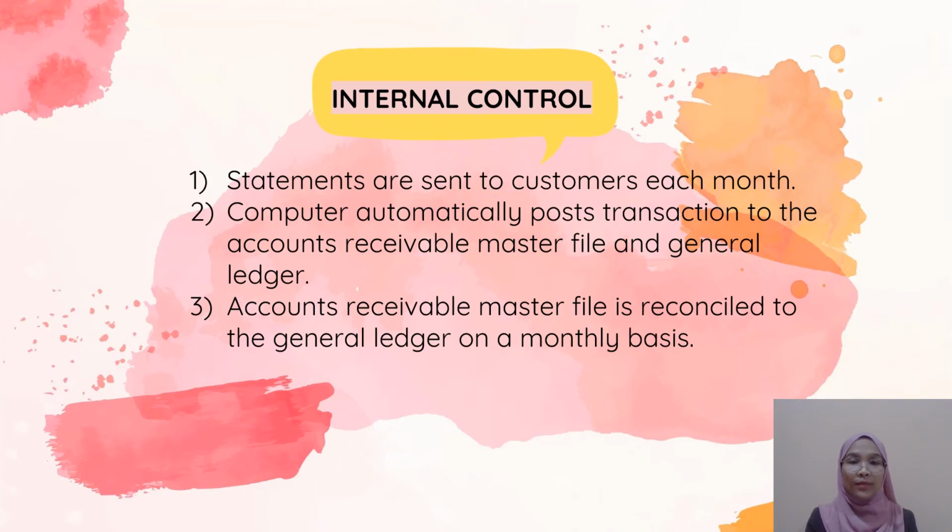So what does a company do? The company will send a statement to customers each month. Next, the computer automatically posts transactions to the accounts receivable master file and general ledger. The accounts receivable master file is reconciled to the general ledger on a monthly basis.